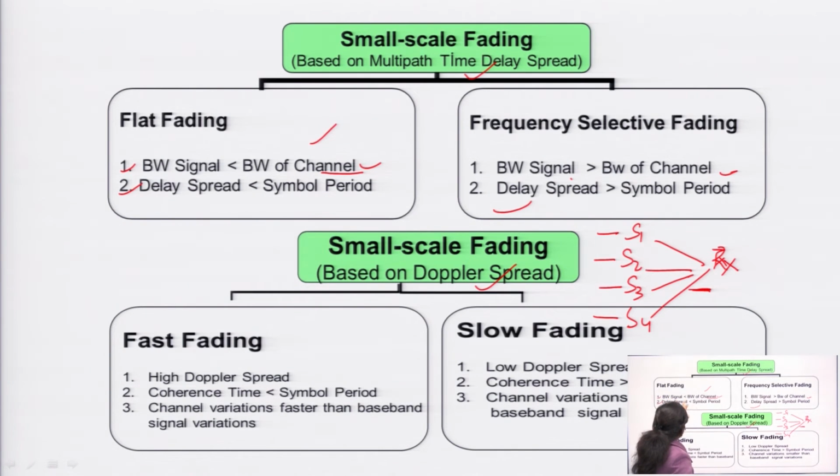So, these 4 things you have to keep in mind, and which value should be greater than, which value should be smaller than, that is going to change flat fading into frequency selective fading.